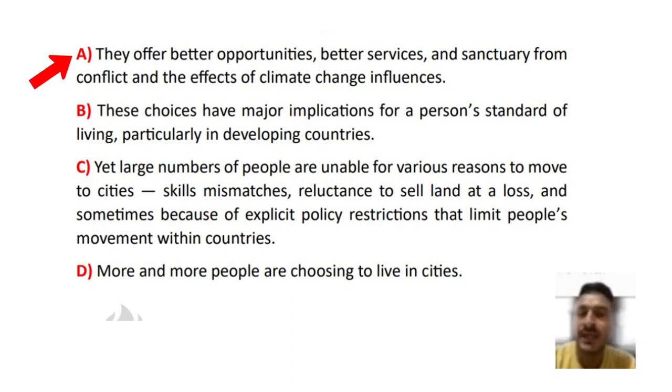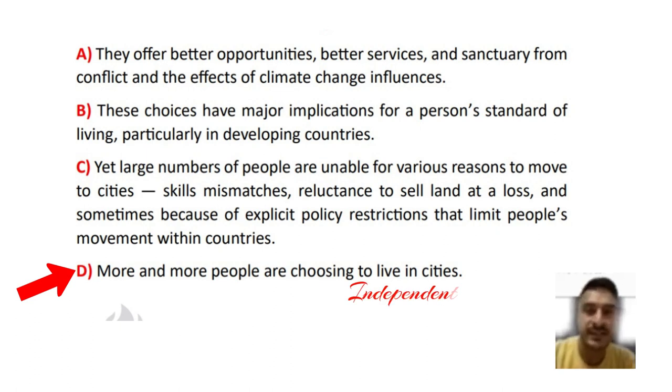In option A, you can see it starts with "they", B starts with "these", C starts with "yet". There is one thumb rule. If any option starts with a conjunction or connector, that option will never come first, because it is not an independent sentence. In this question, A, B, C have conjunctions and pronouns, so none of these three is an independent sentence. So we are left with only option D. D is an independent sentence: More and more people are choosing to live in cities.